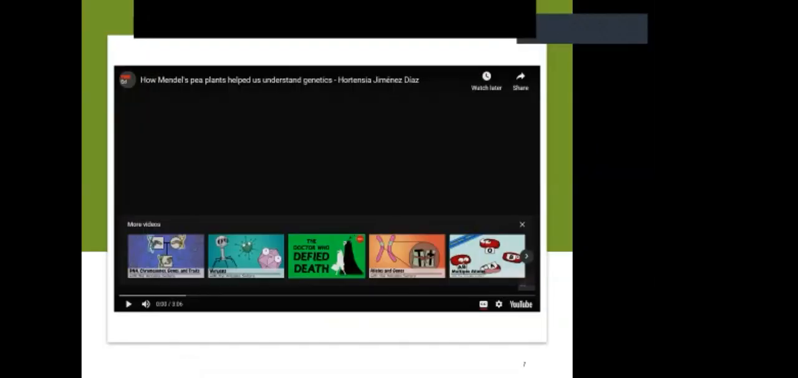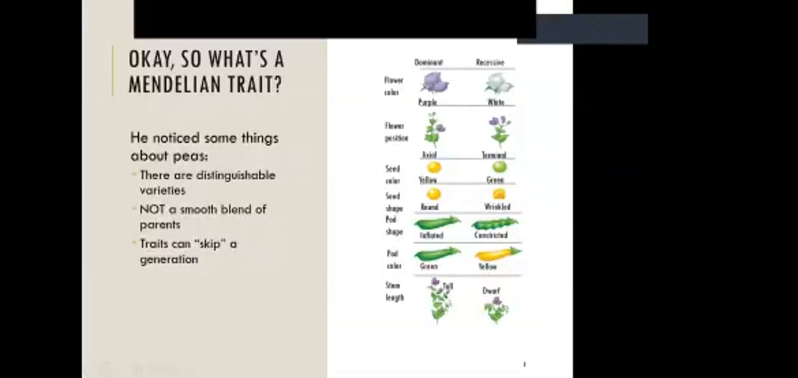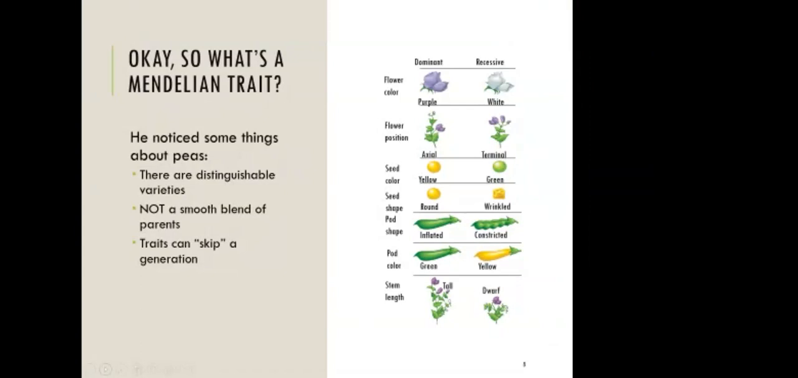All right, so let's keep on keeping on. Gregor Mendel noticed some things about peas. They're distinguishable varieties. So if we look in the chart on the right-hand side, we can see there's a purple flower or a white flower, one or the other, and an axial flower or a terminal flower. Axial just means on the side, terminal means on the top. The seeds are either yellow or green. They're either round or wrinkled, and so on.